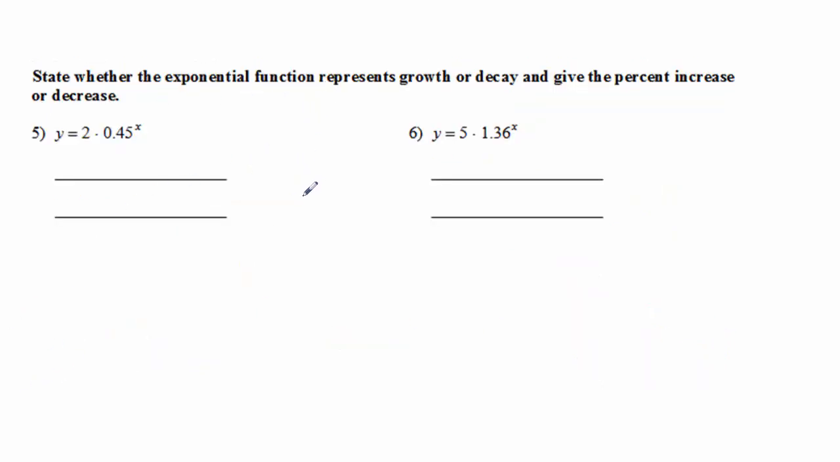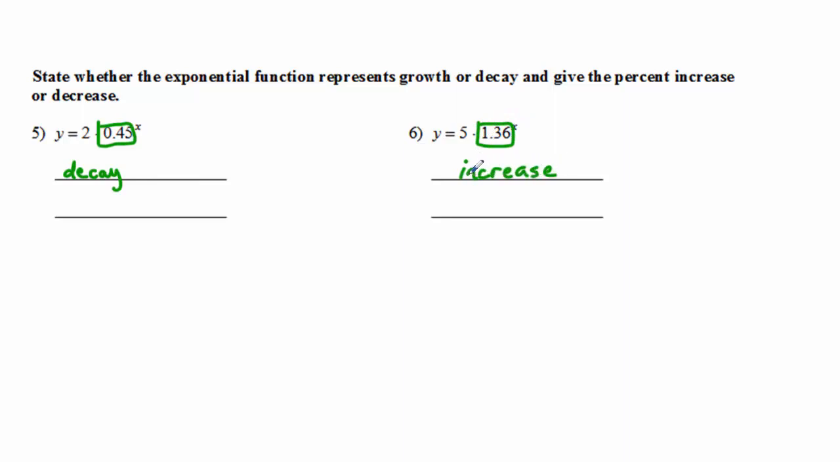State whether the exponential function represents growth or decay and give the percent increase or decrease. So to determine whether it's growth or decay, we just look at what is a part of our exponent, like this part right here. If it's smaller than 1, it's a decay, like this one. And if it's bigger than 1, it's an increase.